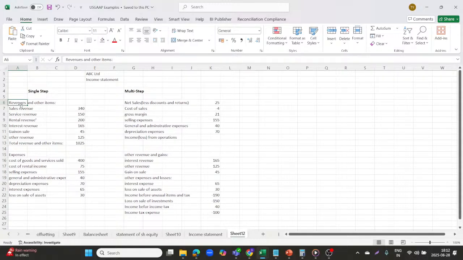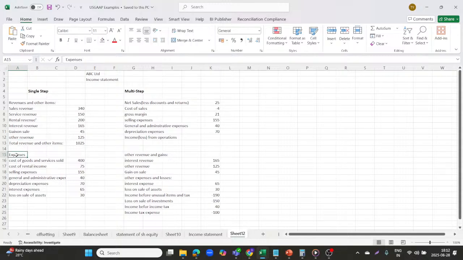So that's a demerit over here in single step format. But generally we follow the multi-step format. In single step, if you see, revenues and other items are there, which shows revenue from sales, revenue from services is 150, rental revenue is this much, interest revenue, and then gain on sale and other revenue. So this is the total of revenue and other items.